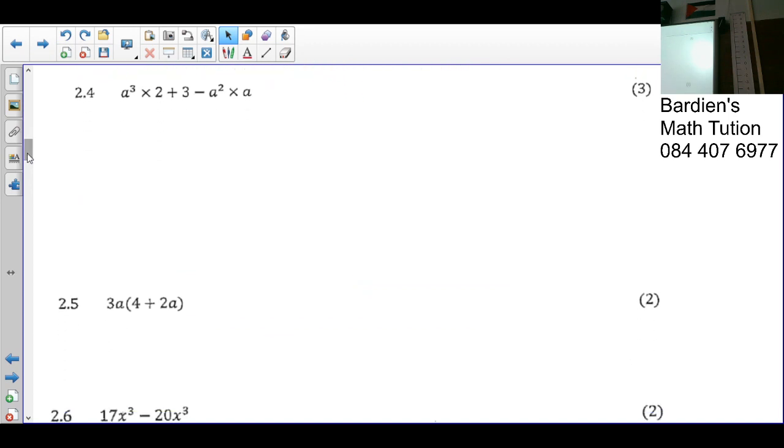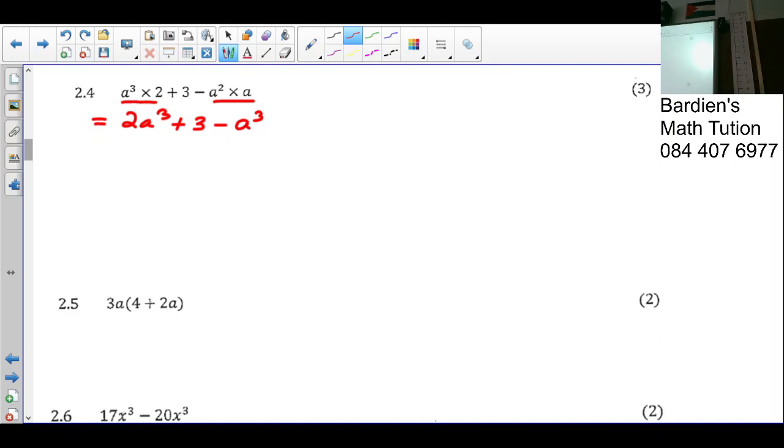Next, 2.4. What needs to be done first here? Multiplication. You're going to apply what rule there? Odd mass. So, you do that first. So what's A cubed times 2? 2A cubed plus 3 minus A squared times A, A cubed.